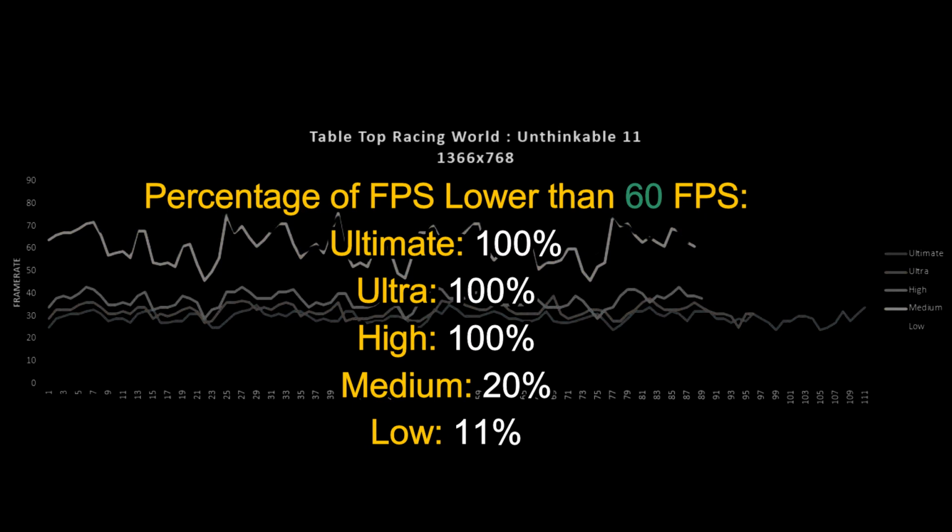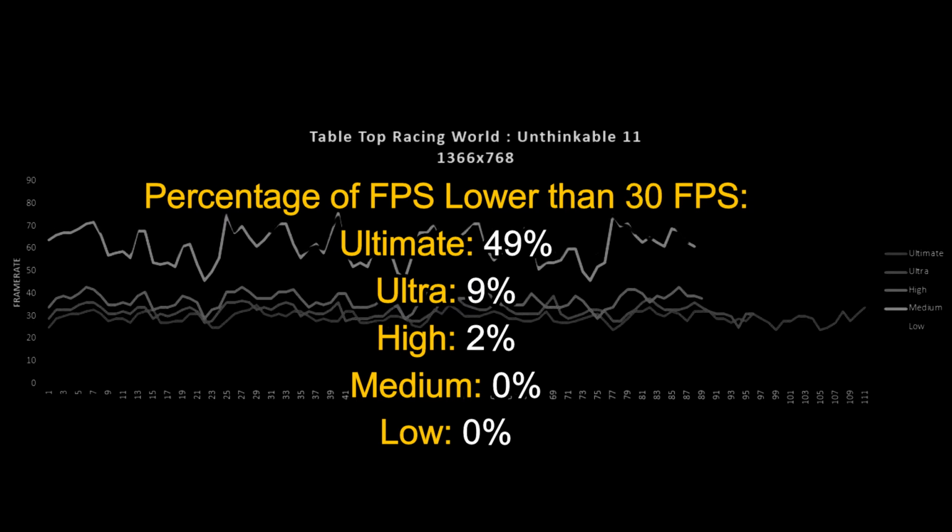And so this is the consistency test and the percentage of the frames that go lower than 60 FPS. It's not too difficult to guess that the Ultimate, Ultra and the High settings will go entirely below the 60, and the Medium and the Low is just 20% and 11%. The story is a little bit different when you go to lower than 30 FPS, with Ultimate having half of the frames lower than 30 and the Ultra and the High settings being very close to each other.